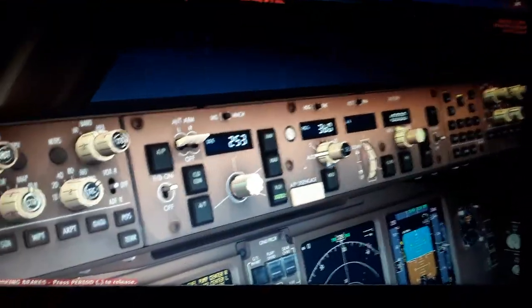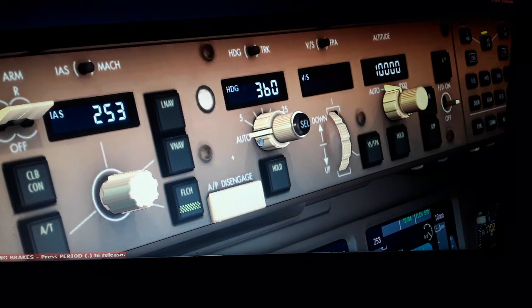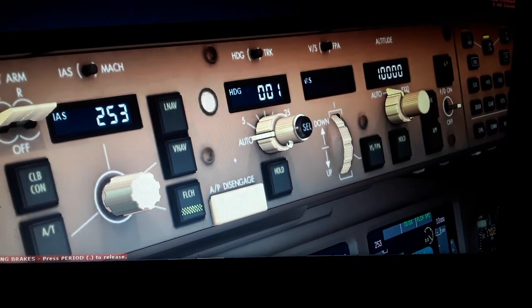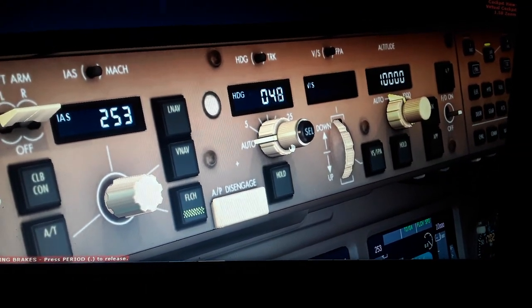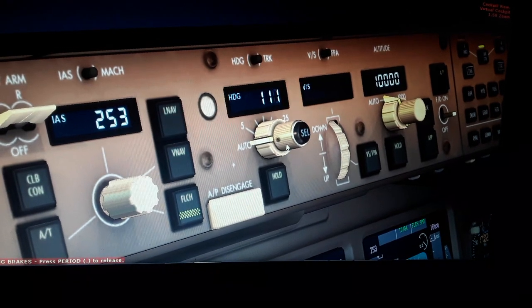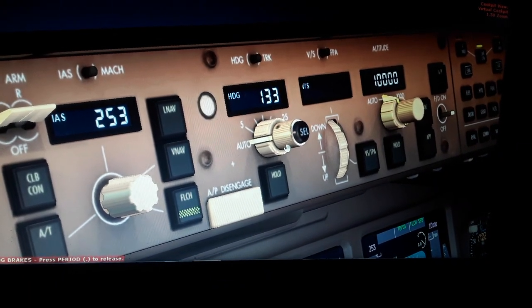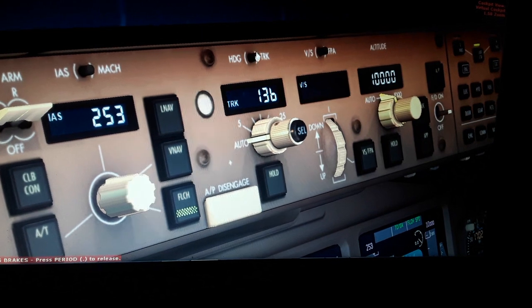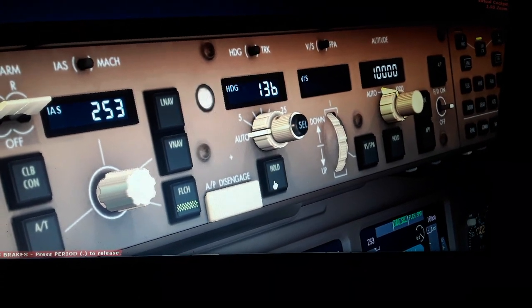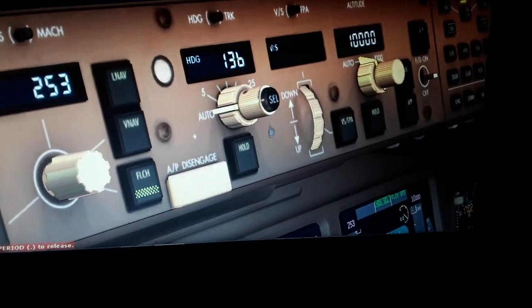Over here, 253 nautical miles. This is our airspeed, and our bank angle limit over here as we fly. So this is the autopilot and flight director system panel. We will set the heading or track of the runway we're going to use for takeoff. Heading, track, hold, and you can select and deselect by pressing this switch.